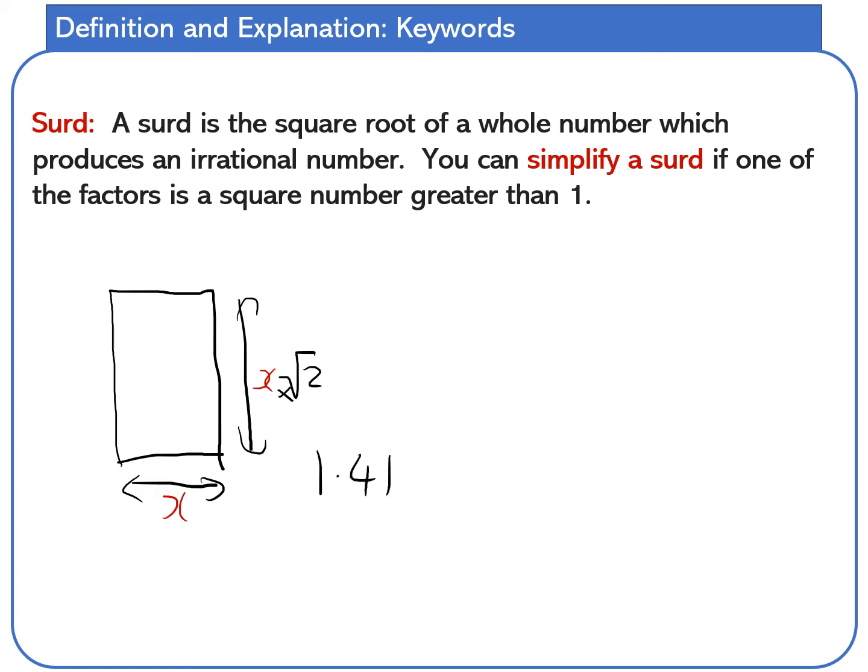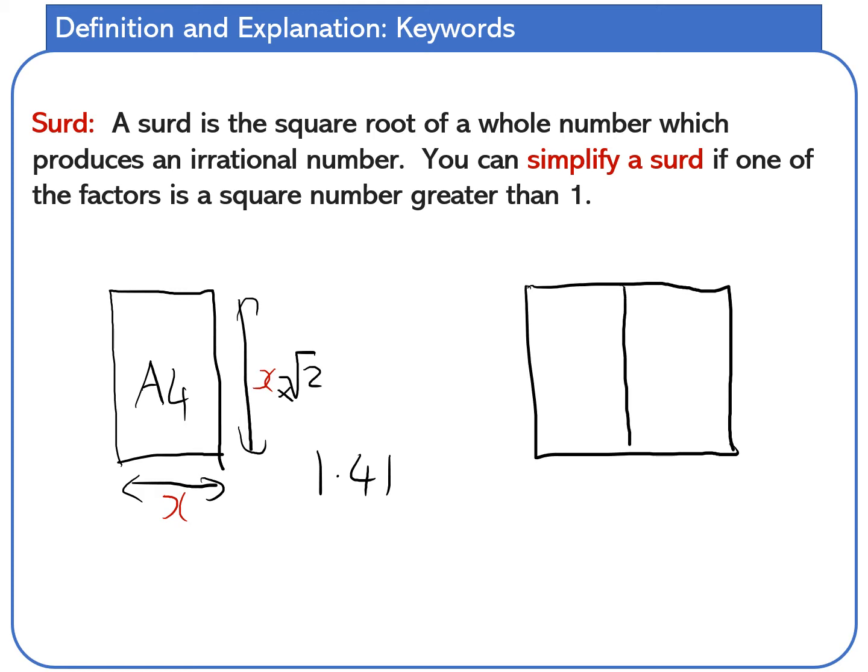So when you enlarge, let's say, an A4 sheet to make that A3, on the photocopier it will say something like 141%, and that's why, because we put our two A4 pieces of paper together, that will make A3. That root 2 we cannot simplify in any way. I can't break it down in any way.